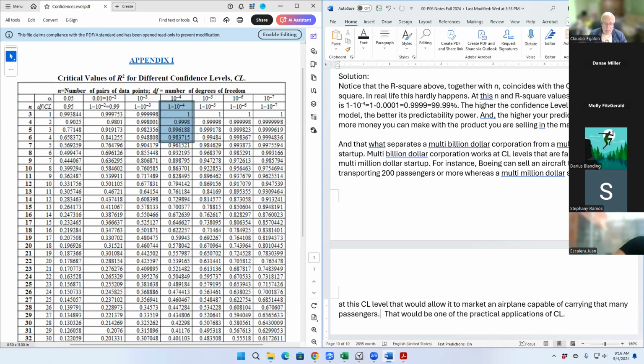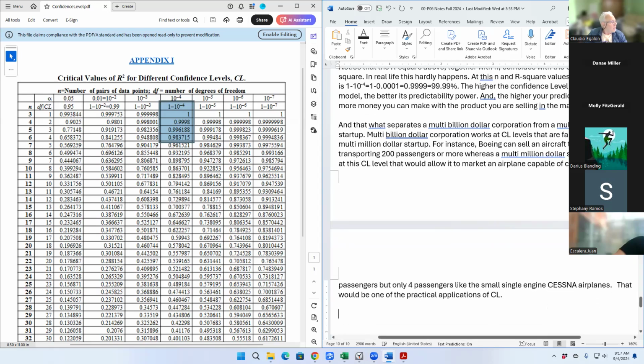But only, let's say, 4 passengers, right? Just like those small single engine Cessna airplanes. Practical applications of CL. So that was an example of CL.